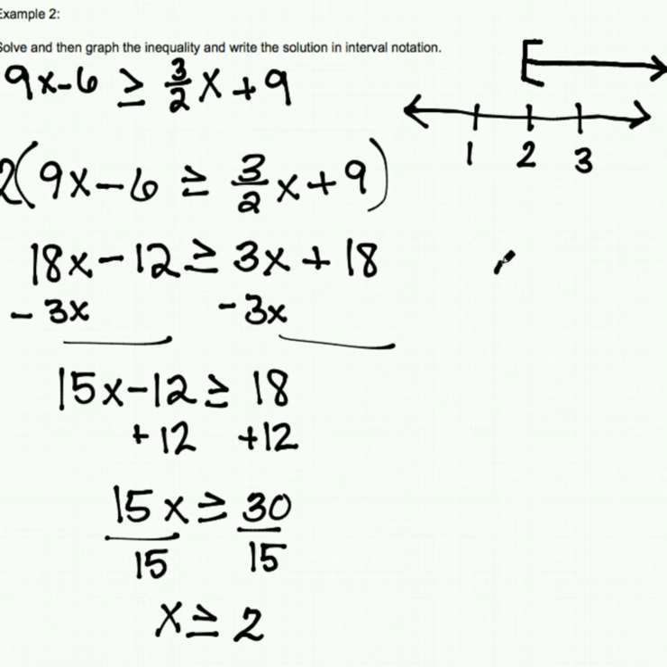So I'm going from 2 all the way up to infinity. Now this time, my number gets a bracket because it is included. I have greater than or equal to. My infinity, if you recall, always gets a parenthesis. So 2 to infinity.